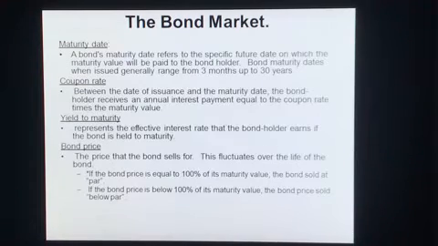In the bond market, these are the common features and important terminologies related to the bond market that we discussed before in detail. First of all, maturity date. Second is the coupon rate, yield to maturity, and the bond prices. So I will quickly move on.